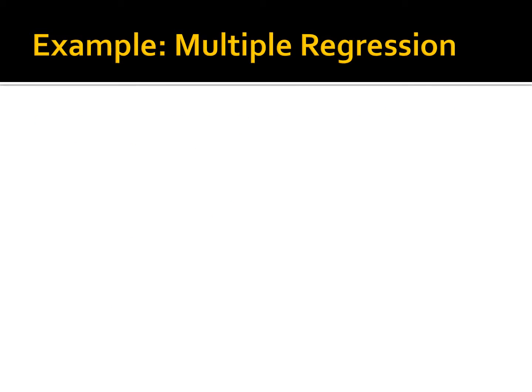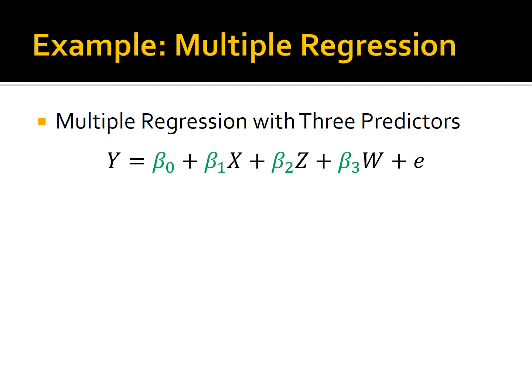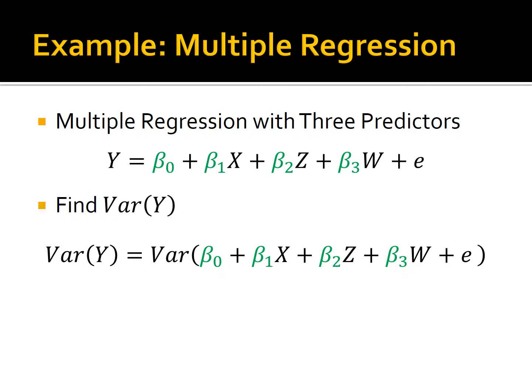Next step, we have multiple regression with 3 predictors, x, z, and w. Let's say we have y equal to beta 0, which is the intercept, plus beta 1 x plus beta 2 z plus beta 3 w plus the error term. So we need to find the variance of y from the terms on the right hand side of the equation. So the variance of y is equal to the variance of the right hand side of the equation.